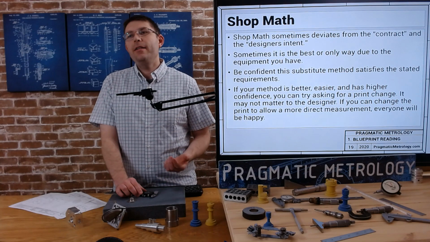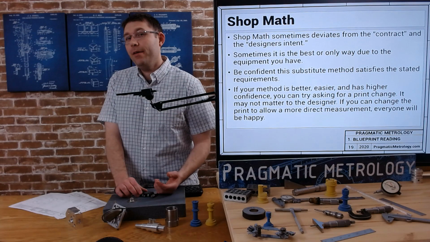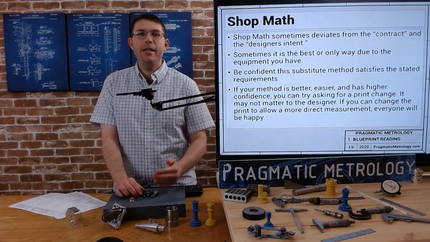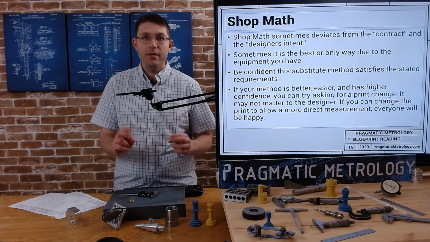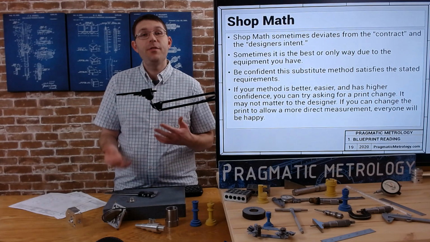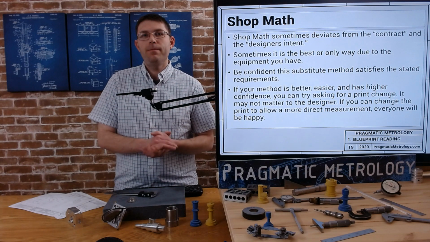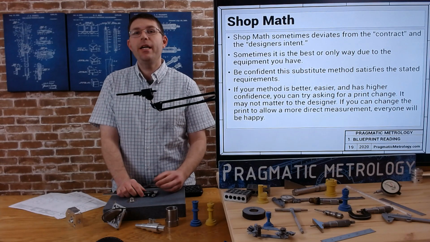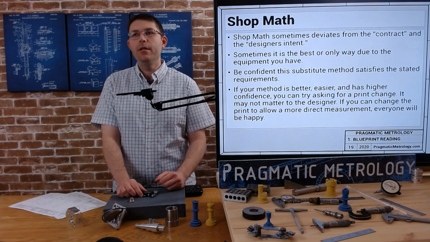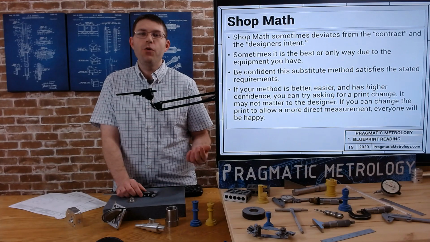So like I said, when you bring shop math in, sometimes you are deviating from the nature of your contract and designer's intent. Sometimes you have no choice. So use your direct methods when you can, use the shop math when you need to deviate, because sometimes it's the only thing you can do.